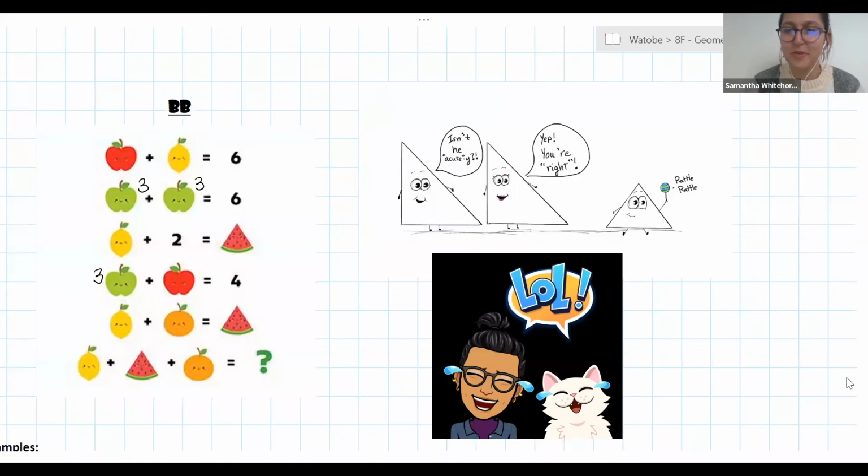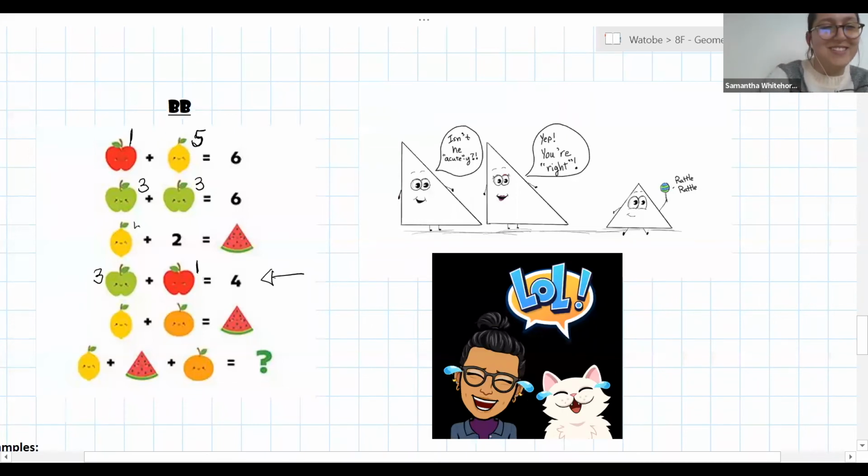Oh, okay. Tando, do you maybe want to help? Yes, ma'am. So, ma'am, I did the first one. The red apple is 5 and the lemon is 1. Okay, Tando, hang on 2 seconds and let's see if we can figure this out. I'm going to go to this line here. If the green apple is 3, what should the red apple be in order for me to get 4? 1. Okay. So the red apple is 1, which means that your lemon is 5. Do you agree? Yes, ma'am. Awesome. Well done.